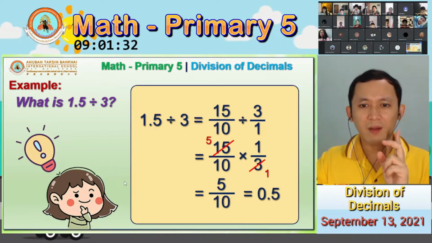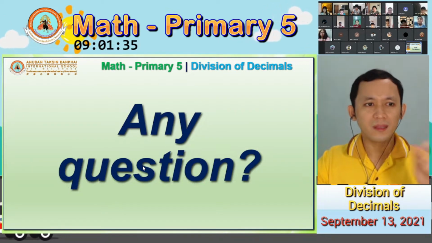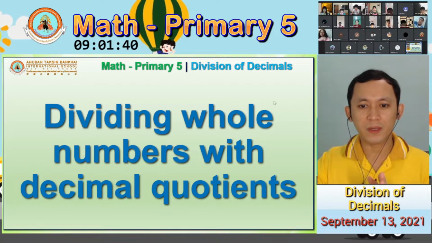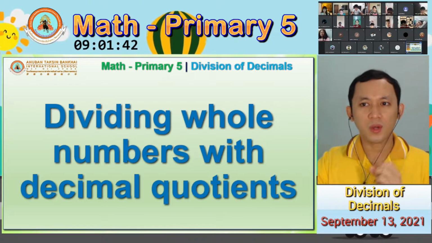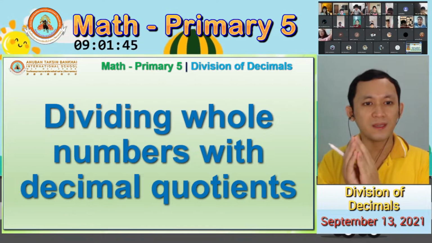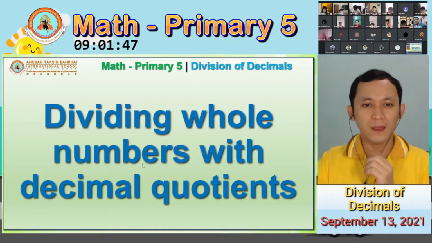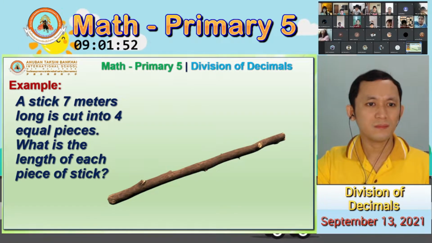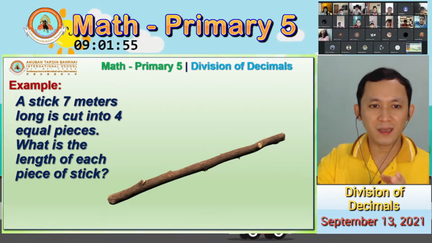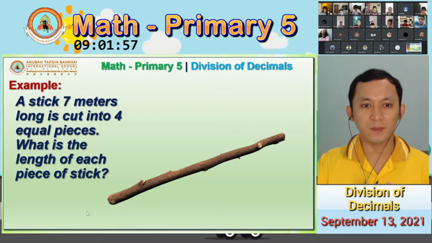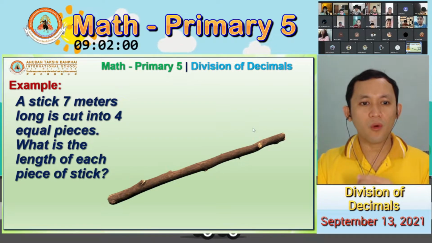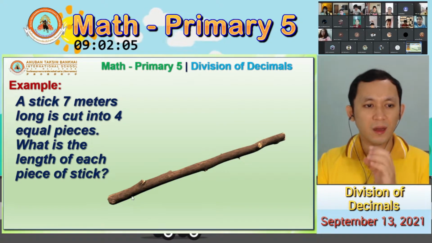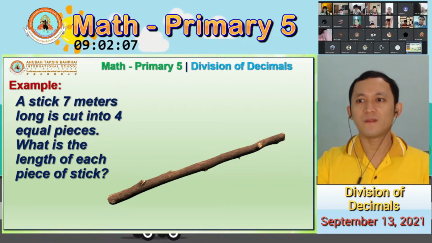Okay, now let's proceed with the next topic, and this one is dividing whole numbers with decimal quotient. So our answer will be decimal. Here we have an example. Let's say we have here a stick 7 meters long, which is cut into 4 equal pieces. What is the length of each piece of stick?